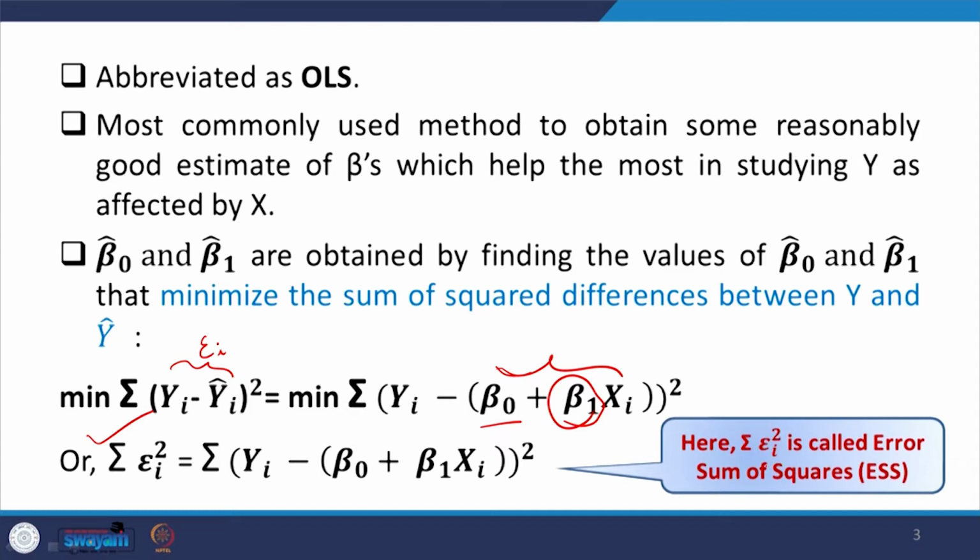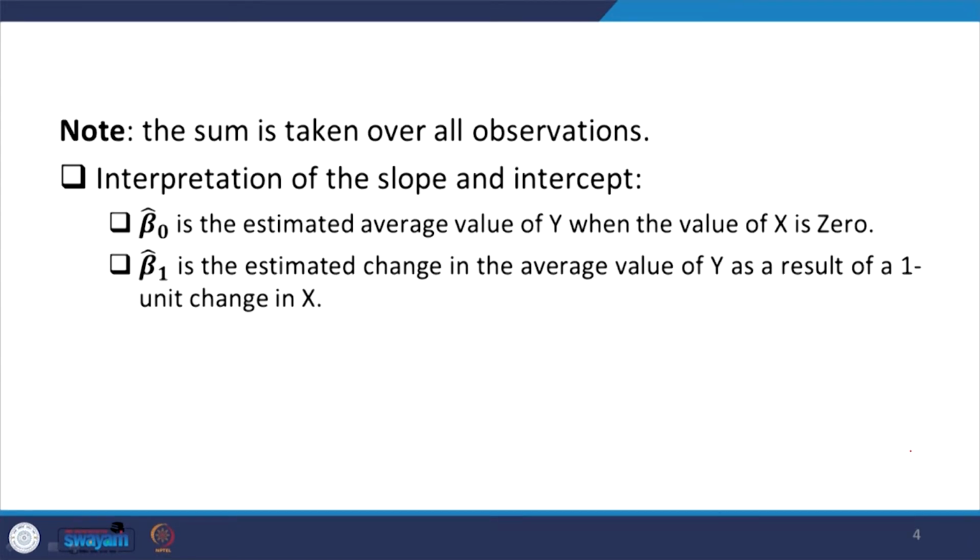This sum of squared errors is also called the error sum of squares, ESS. We are going to discuss what this ESS is and how it is useful for understanding the best fit of the trend line. The sum is taken over all the observations and their points.